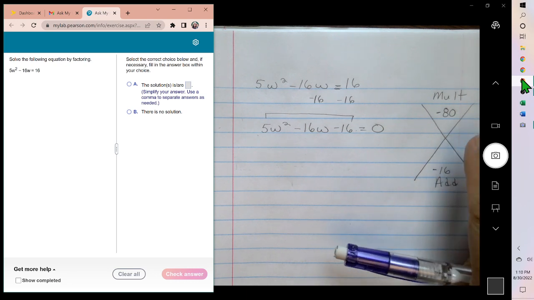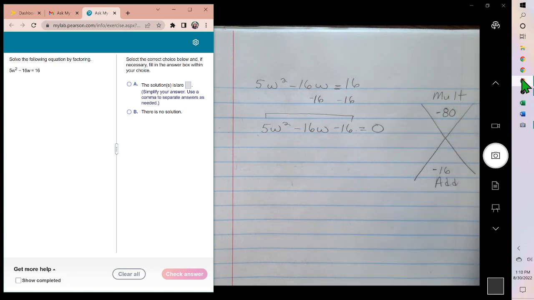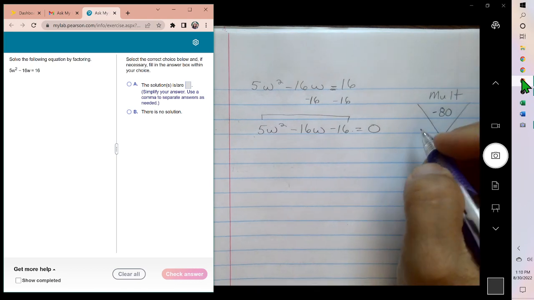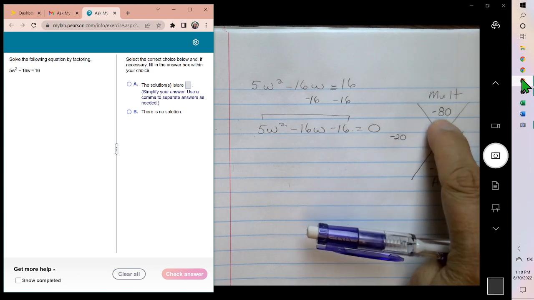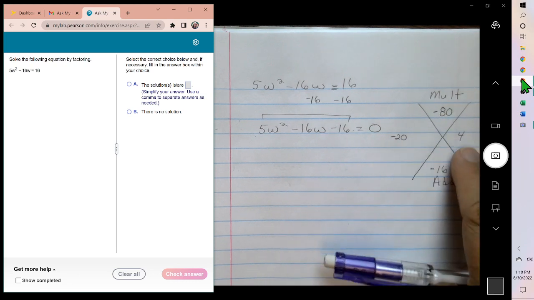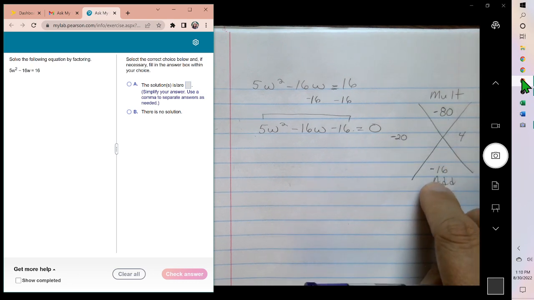So we want two numbers that, when we multiply, we get a negative 80, and when we add we get a negative 16. 20 and 4, and one of them has to be negative. We want a negative 16. So negative 20 times 4 is a negative 80, and when I add them I get a negative 16.